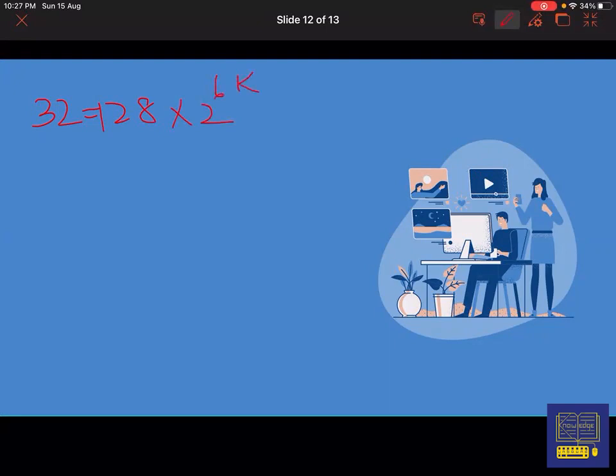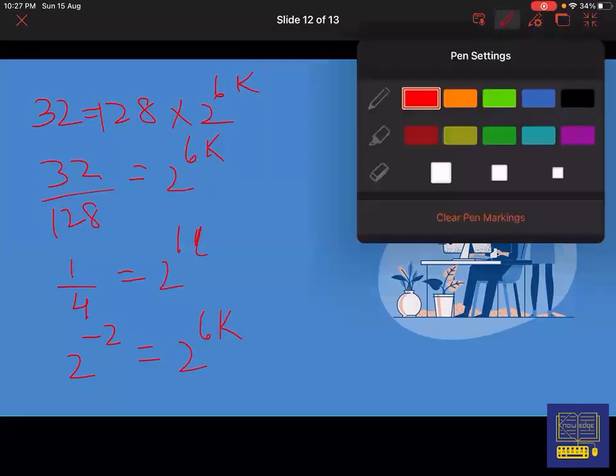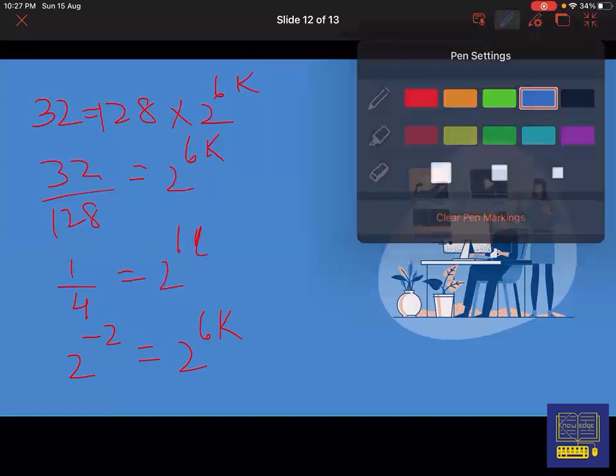So 32 by 128 equals 2 to the power of 6k, and that's 1 by 4 equals 2 to the power of 6k. This is very simple, right? So 1 by 4 can be written as 2 to the power of minus 2, equals 2 to the power of 6k. And as we know, if your bases are the same, then your powers need to be equal. So we can write minus 2 equals 6k, and we know that k is minus 1 by 3.